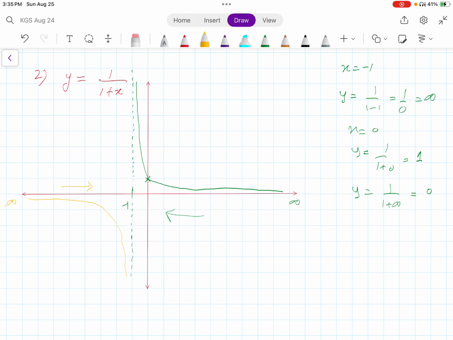And for all the values of x less than minus 1, y values are negative. Similarly, for all the values of x greater than minus 1, y values are all positive. This is the graph of 1 over 1 plus x.